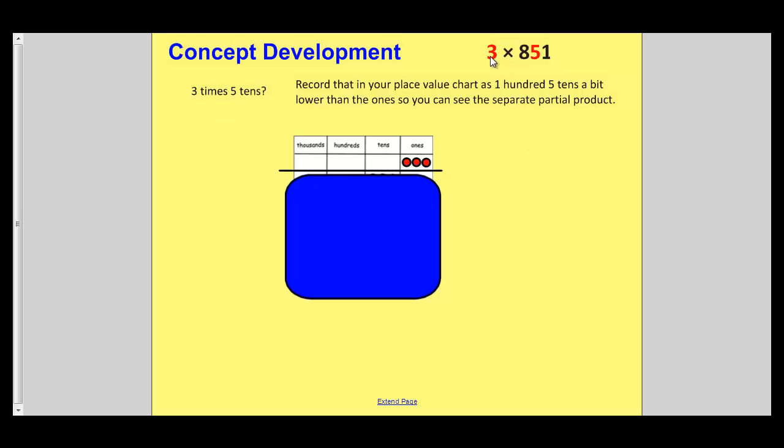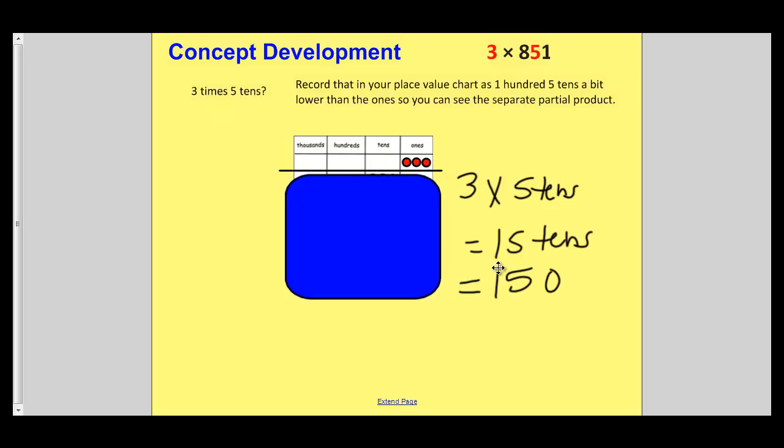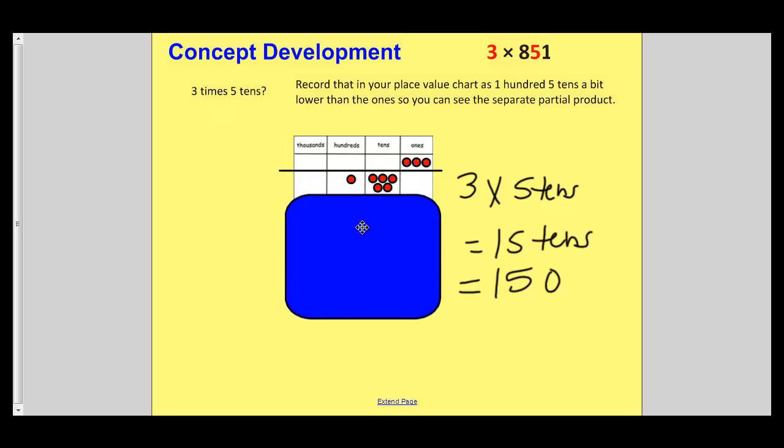And this time we're going to do 3 times 5 tens. So what is 3 times 5 tens? If you think about that, 3 times 5 tens equals 15 tens. And 15 tens is 150. So in our place value chart, underneath our line, we're going to put 150.